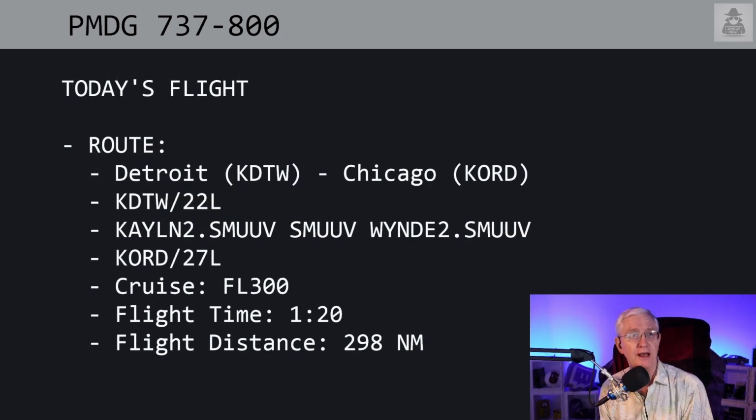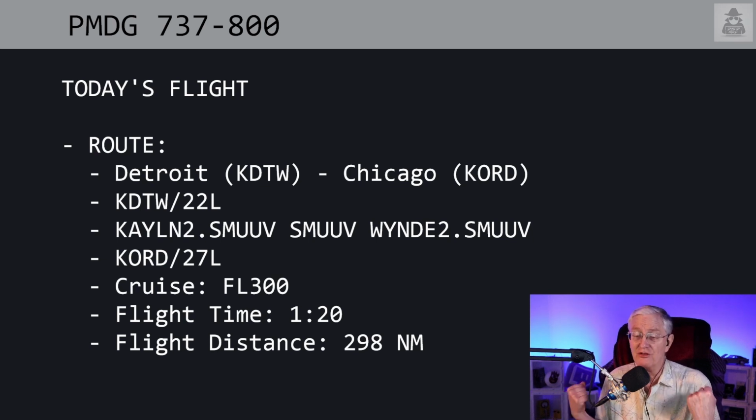Here's the flight plan today. Detroit to Chicago, departing runway 22 left, which is what real-world Detroit is using for departures. Kalen 2 departure. This is basically a SID to STAR flight. After we depart on Kalen 2, we go into Windy 2 for the arrival onto Chicago O'Hare's runway 27 left. Cruise altitude today, 30,000 feet. This is about an hour and 20-minute flight, only 298 miles.